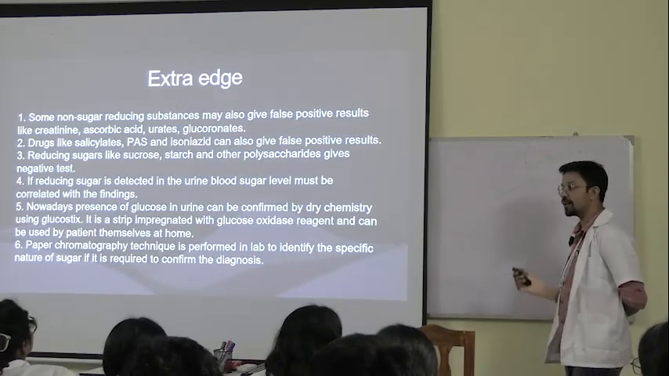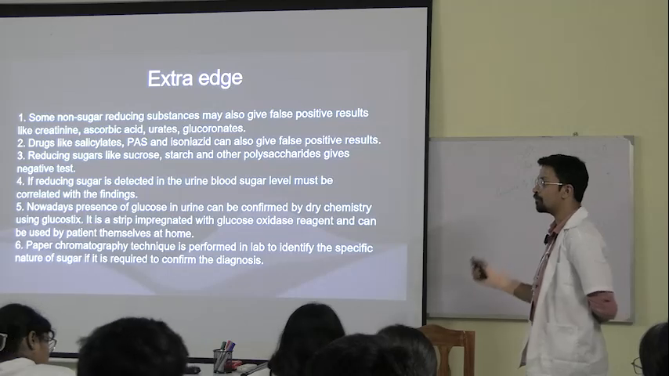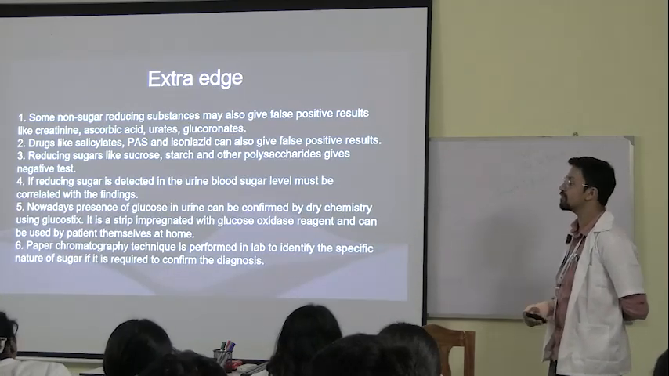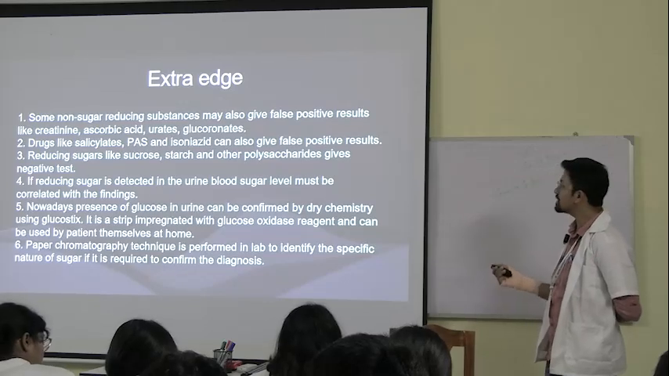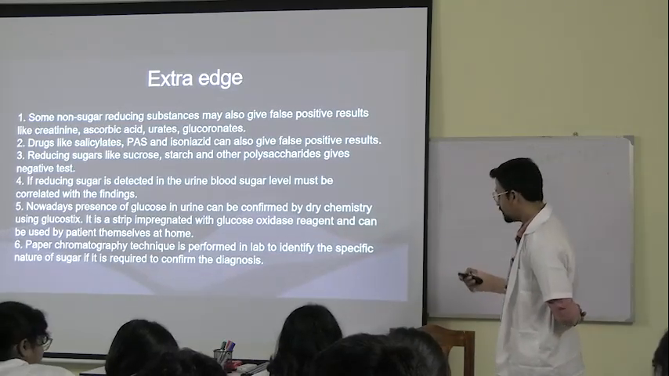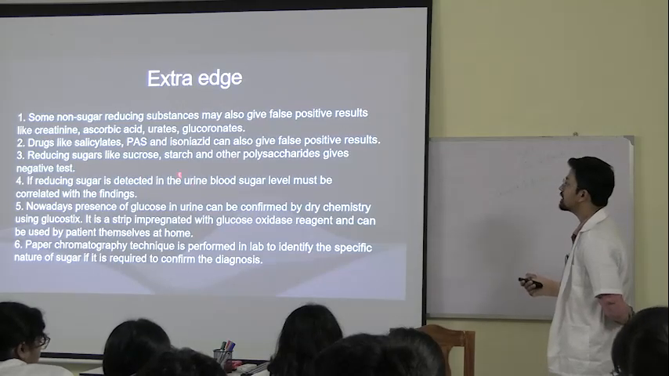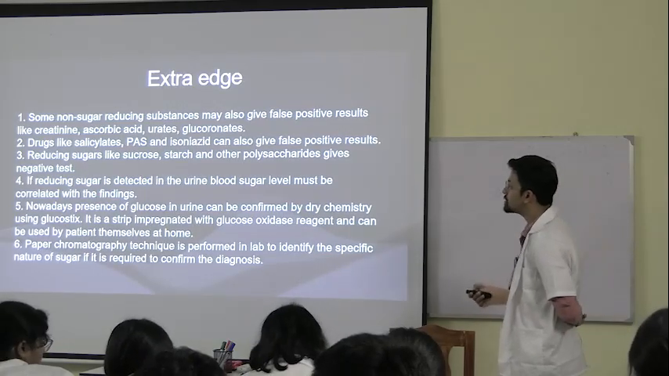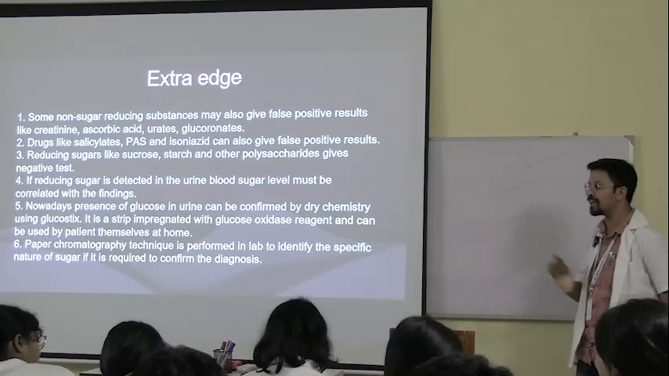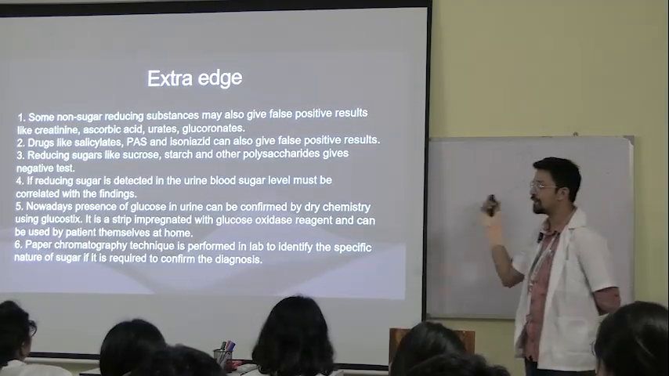It's a disaccharide. And as I say, the Benedict test is mostly positive for monosaccharides and reducing sugars. So that's why sucrose is not giving the positive test. And starch and polysaccharides are already polysaccharides, that's why they don't give positive results. Now, if reducing sugar is detected in the urine, blood sugar level must be correlated. That's the same concept as renal glycosuria. I am telling the same thing again and again so that it gets hammered in your brain.